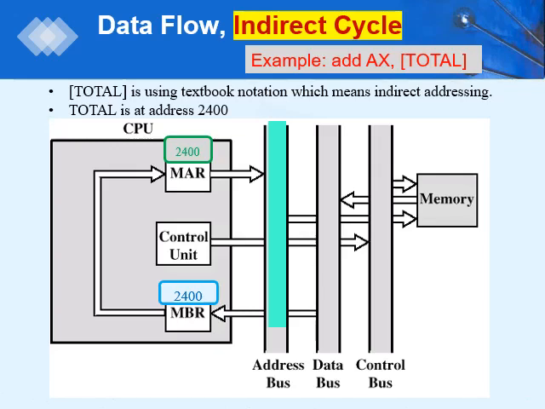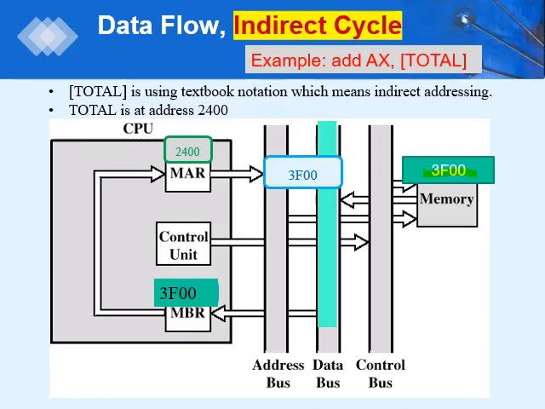Next, the control unit will request a memory read. And inside memory, we find out that at address 2400, inside it is another address, 3F00. This address is actually the address of the operand that we want. So we put it on the data bus and send it to MBR. Now the MBR has the actual operand and will be put together with the address part in the instruction register.